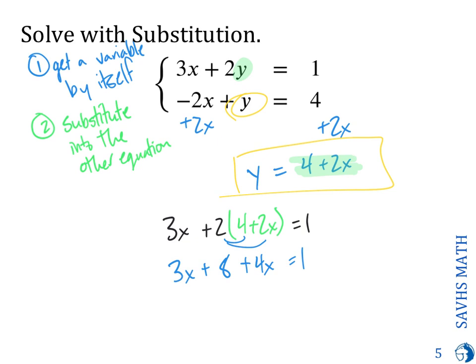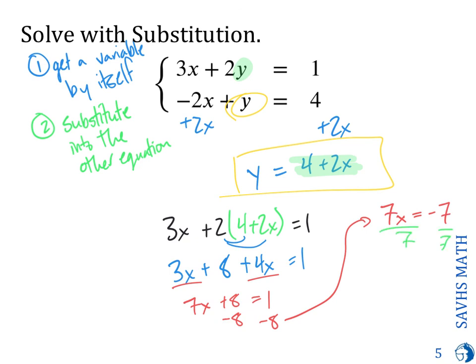Then I need to solve this equation. So I'm going to combine like terms. This 3x and this 4x is 7x's. And then I have plus 8 over here. So then I'm going to subtract 8 from both sides, and I get 7x equals negative 7. Then I'm going to divide both sides by 7. And so then I get x equals negative 1. There's my answer for x.